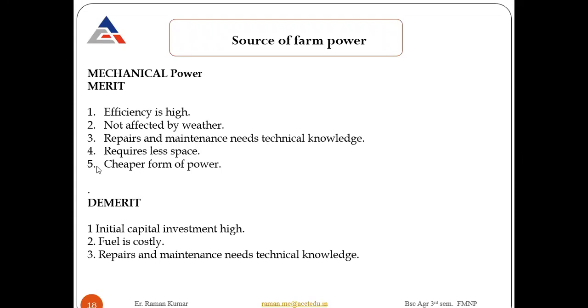It is a cheaper form of power, so it will produce cheaper power. I have already told you that a mechanical diesel engine produces 32 to 38 percent thermal efficiency, and the efficiency produced by a petrol engine is less, 28 to 32 percent.